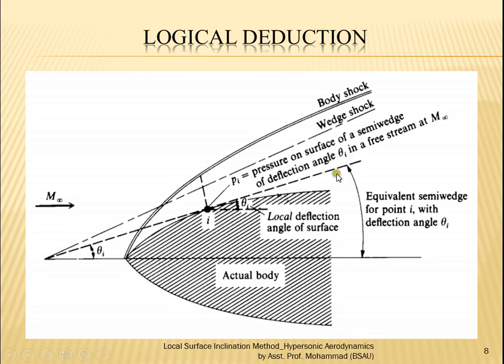Now the perpendicular drawn on the surface crosses the imaginary shock below the actual shock in the flow. Remember, this line is perpendicular to the surface, not perpendicular to the body shock, nor the wedge shock. It is perpendicular to the surface at this particular location, and it goes directly up. So it meets these two shocks here, and it always appears to meet this shock below the body shock.